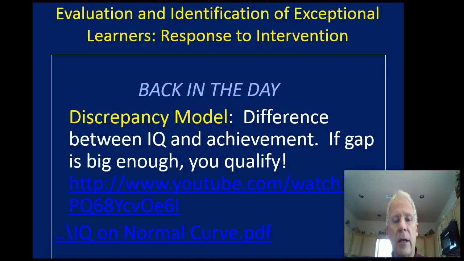Now, this caused a lot of problems, and if you watch the YouTube video, this gentleman explains the discrepancy model much better than I do, and tells you why it's such a problem. The reason I want you to take a look at this is because we're going to look at the discrepancy model as one model of qualifying somebody for special ed, and then we're going to look at RTI as another process or another framework or another model. So we're going to compare and contrast the old with the new.